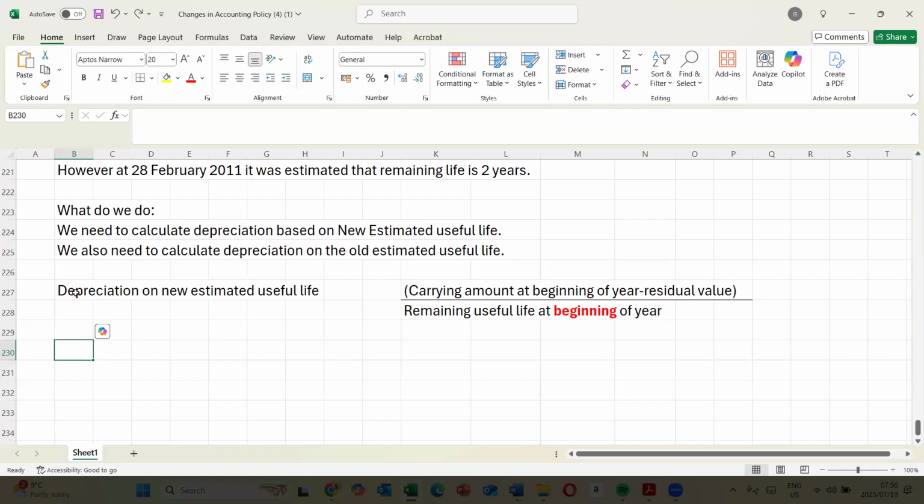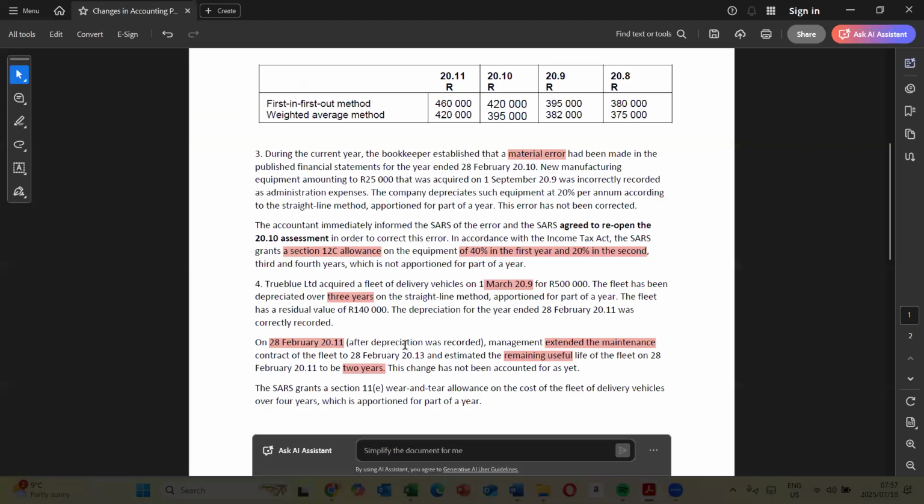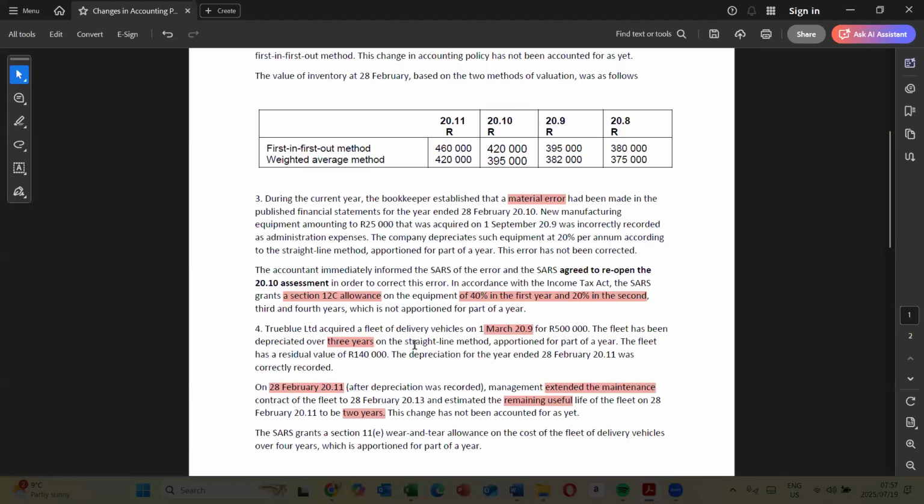So anyways, back to our content. We're saying that for the depreciation, we're going to need the new estimated useful life. So we need the carrying amount at the beginning of the year minus residual value, and then we divide by the remaining useful life at the beginning of the current year. All right, so let's quickly look into it. What is the carrying amount at the beginning of the year? That's what we want to assess.